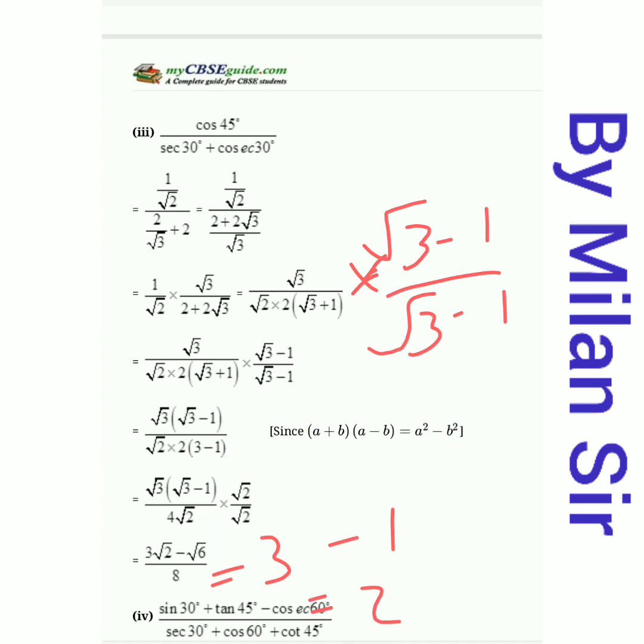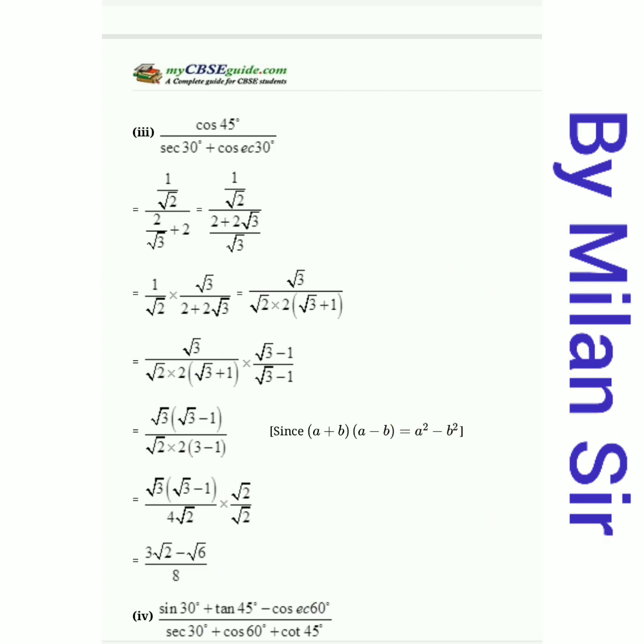In this question, we can do both of these steps together. That means here we can also multiply by √2 over √2, so we directly get this answer. But right now I am going with the PDF, that's why. Otherwise we can do both of these steps together.